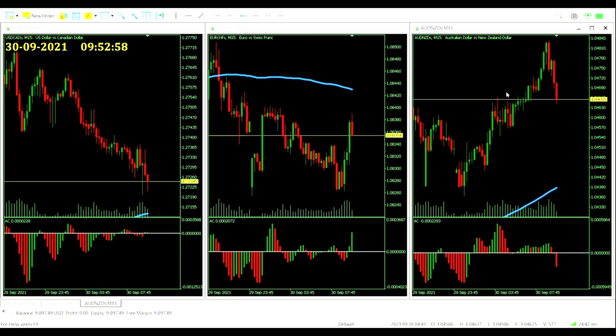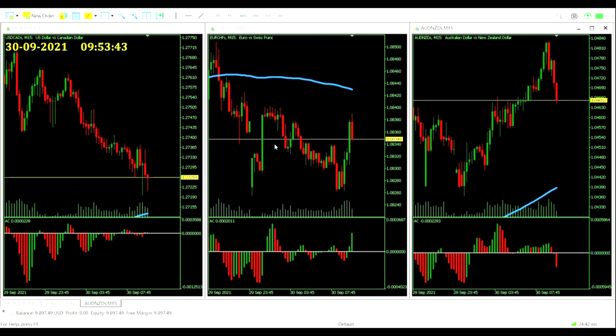An Australian dollar, New Zealand dollar on the right. It's the opposite to that Euro Swiss franc. Price has been coming down here. A few red candles. And the accelerator oscillator with a big move beneath zero. If price does return, then we could get in with a buy trade. Judging from the last couple sessions, I don't think it will take too long for us to get into a trade with the accelerator oscillator.